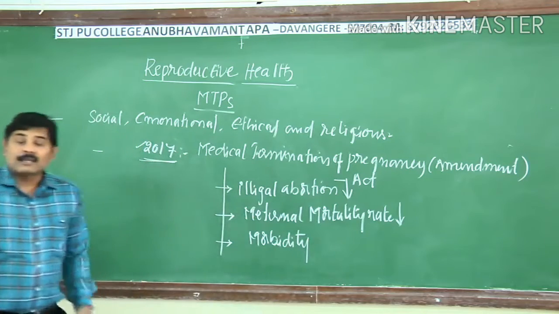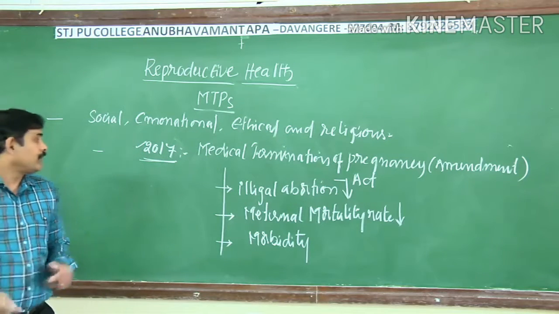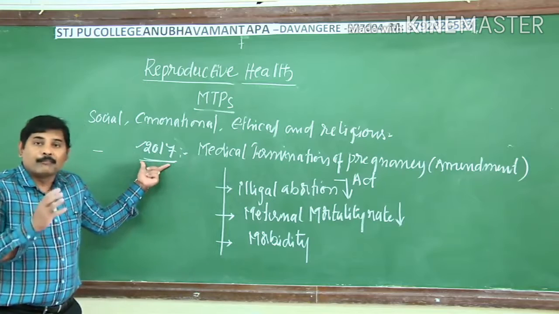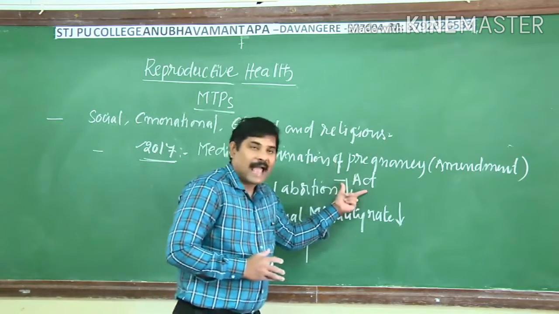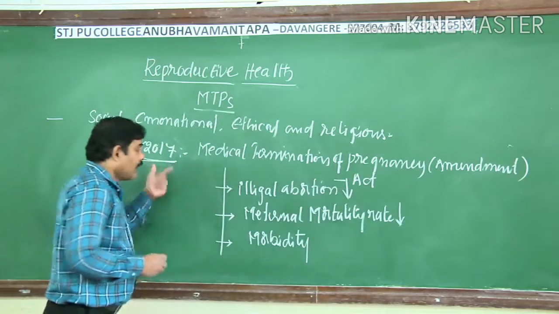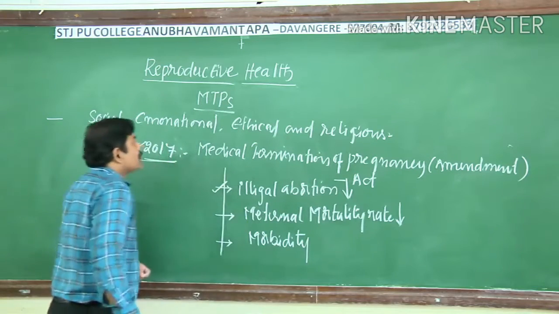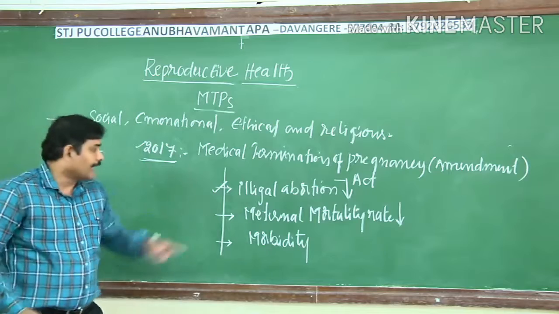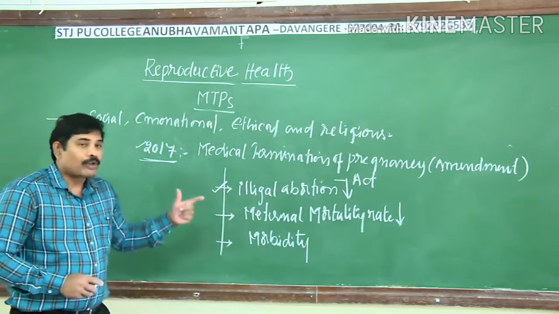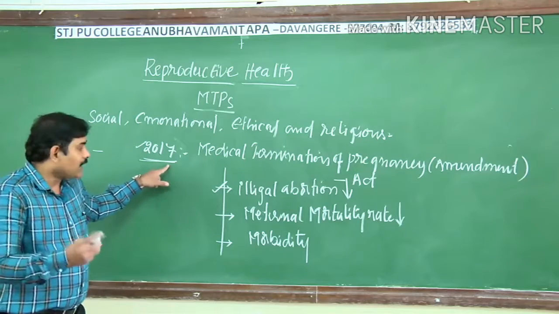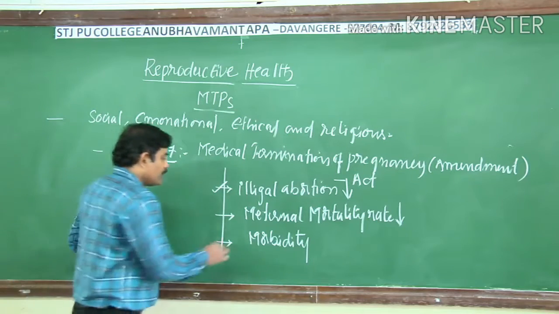So keeping these three points in view, the Indian government brought the amendment in the Medical Termination of Pregnancy Act in 2017. Many of the MTPs are going on illegally, so in order to prevent and reduce these kinds of abortions, this act is taken into consideration.